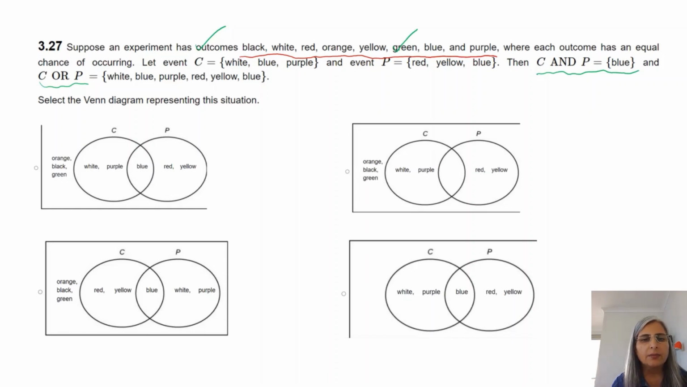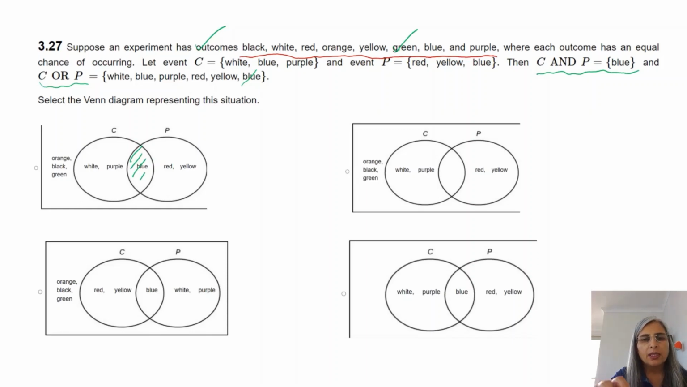Yes, it is correct, but the blue is written twice, so we can't remove that. We only need to write it once. Now, the first choice is that the colors white, purple, blue, red, yellow are in the union, and blue is in the intersection. And orange, black, and green are outliers. Am I right here? Okay.